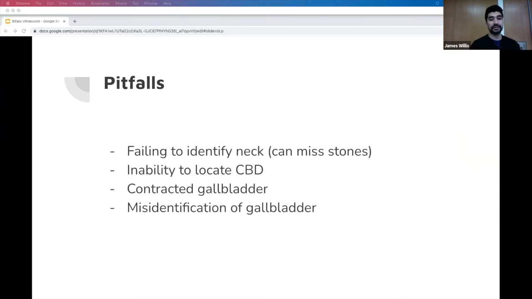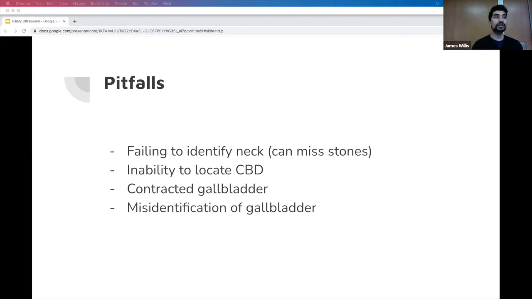So what are some pitfalls? Failure to identify the neck: like I said before, it's important that you get the entire gallbladder in view. You can easily miss stones if you don't identify the neck of the gallbladder. Another important thing is the inability to locate the common bile duct. I know it is a little bit more difficult to find, but it is important to find, especially if you don't see any stones in the gallbladder itself and they're having right upper quadrant pain. Even with normal lab values, it doesn't necessarily mean you don't have cholecystolithiasis, so that is important to find.